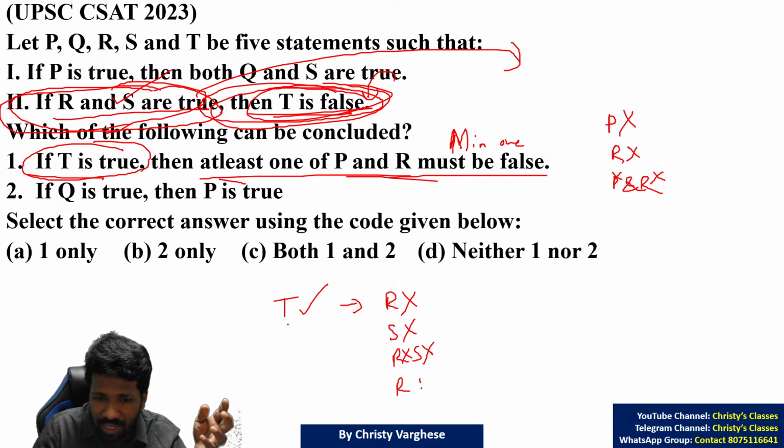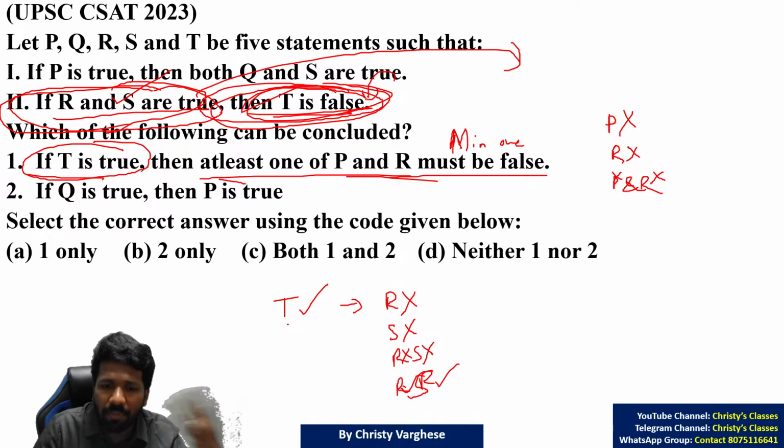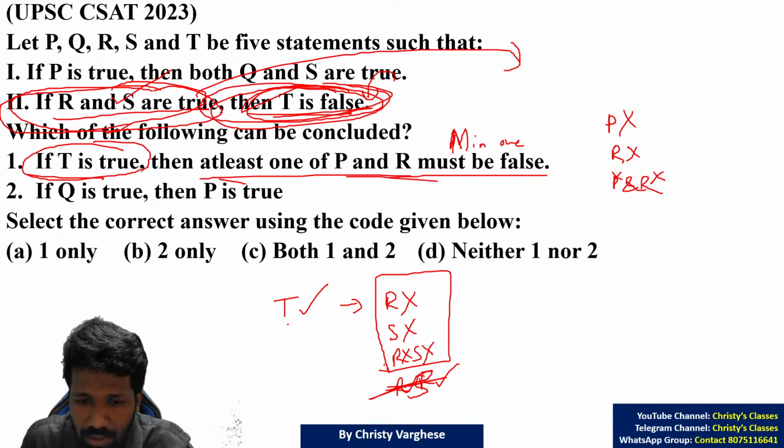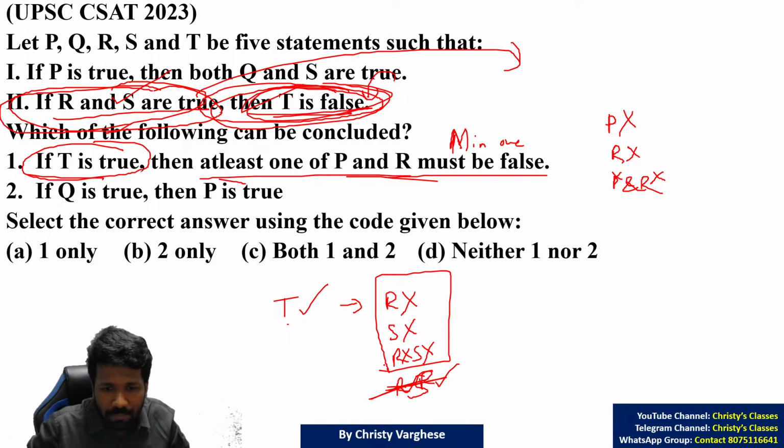Now the only remaining case is R and S both being true. That is impossible because if R and S both are true, T will not be true, it will be false. So that is impossible. All other cases are possible if T is true. That means one of these three cases will be there.